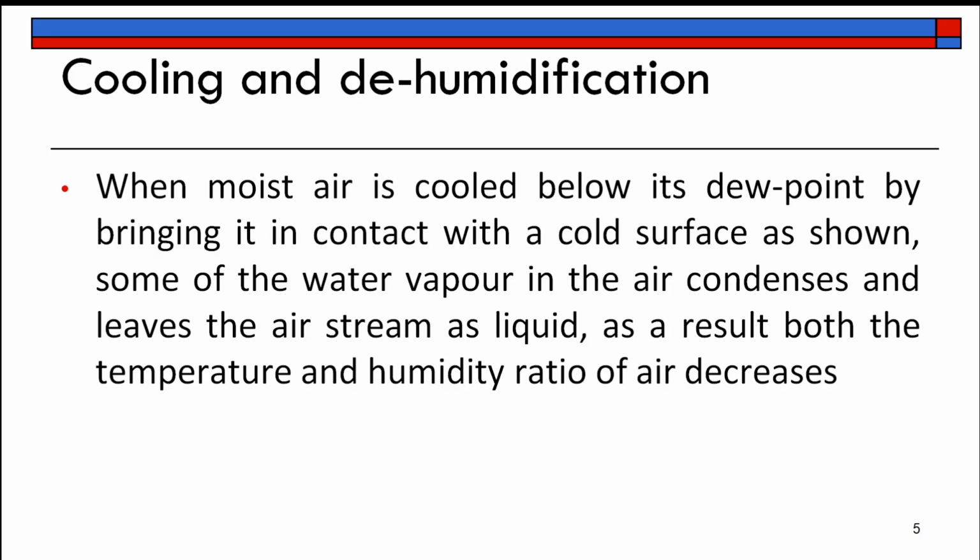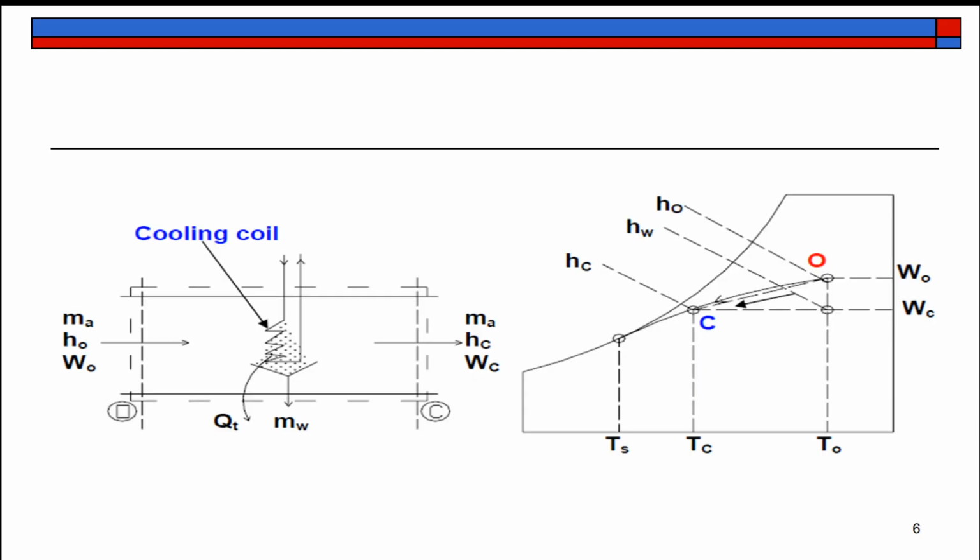As a result of this reduction in temperature as well as the condensation, both the temperature and humidity ratio decrease. You can see here this arrangement, there is a cooling coil, okay, and there is a collecting filter kind of arrangement where the excess moisture from the air will be removed. Suppose you want to remove the humidity of the air in a very hot and humid climate, you need to adopt this method of air conditioning, cooling and dehumidification.